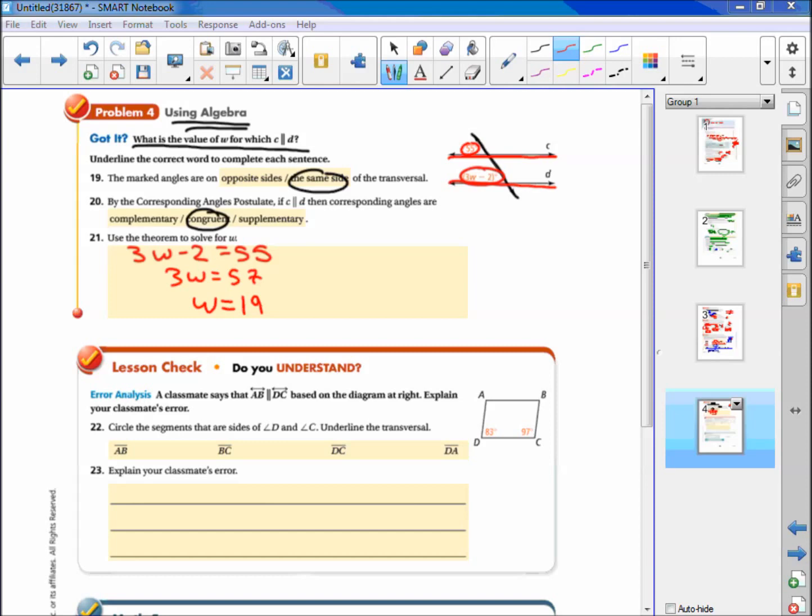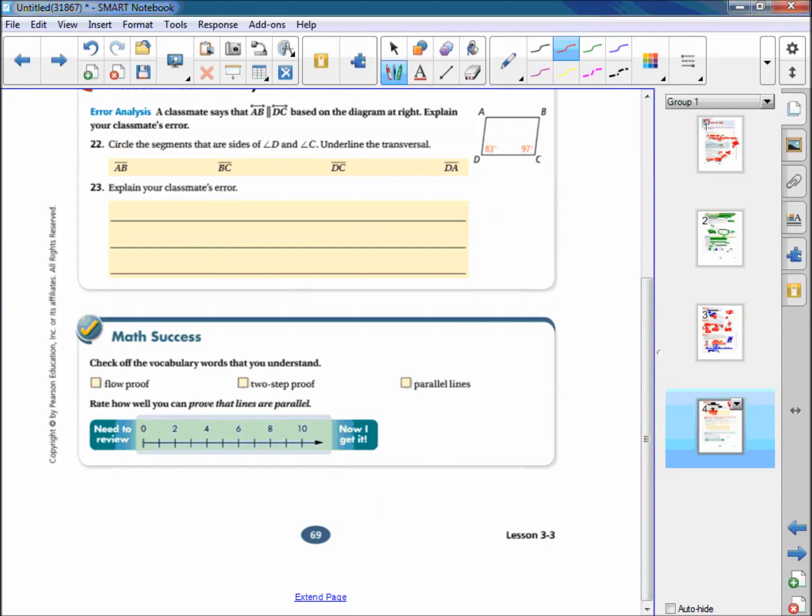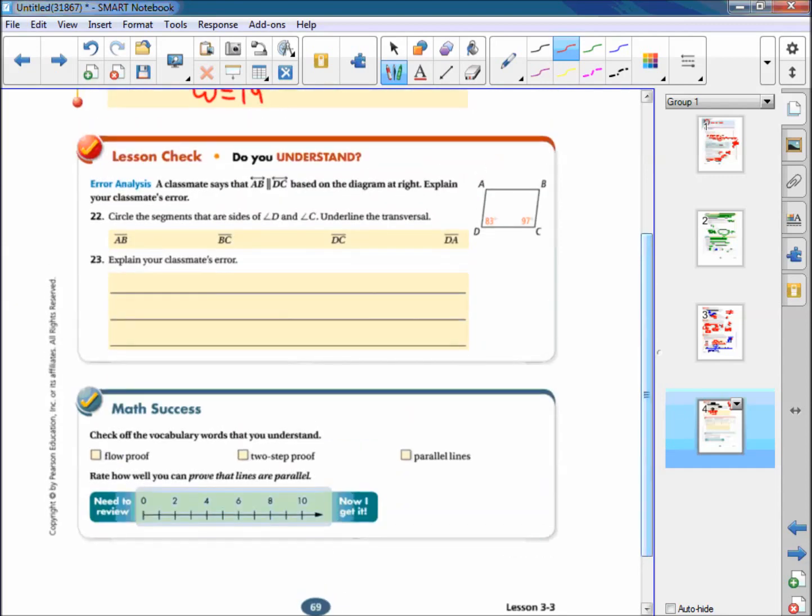Okay. And if I plug this back in, 3 times 19 is 57, minus 2 makes 55. And this one's already 55, so we can see that they're congruent because they have the same measure. All right. We have a quick lesson check down here. So as usual, pause the video, try these two problems yourself, see if you can figure them out, and then come back and check.